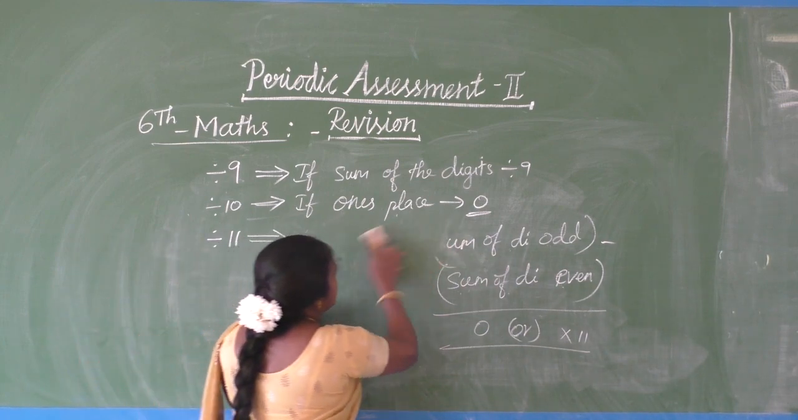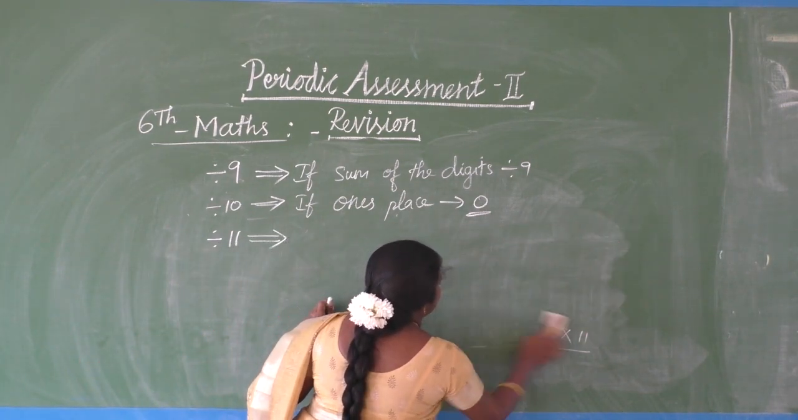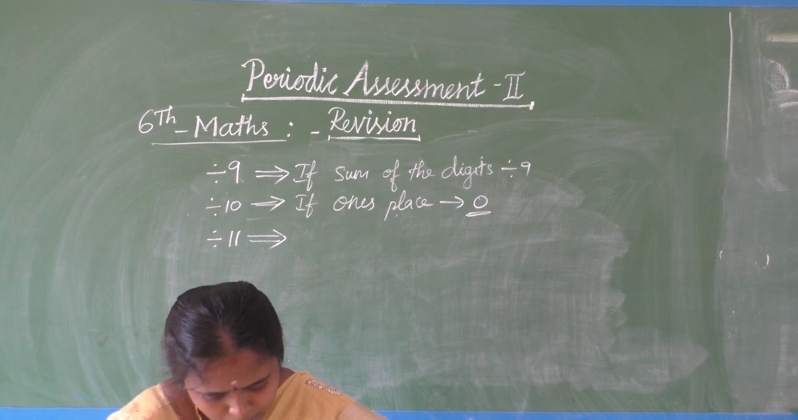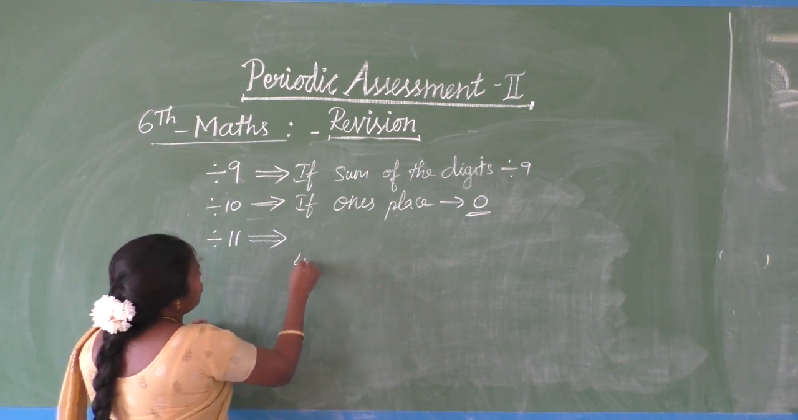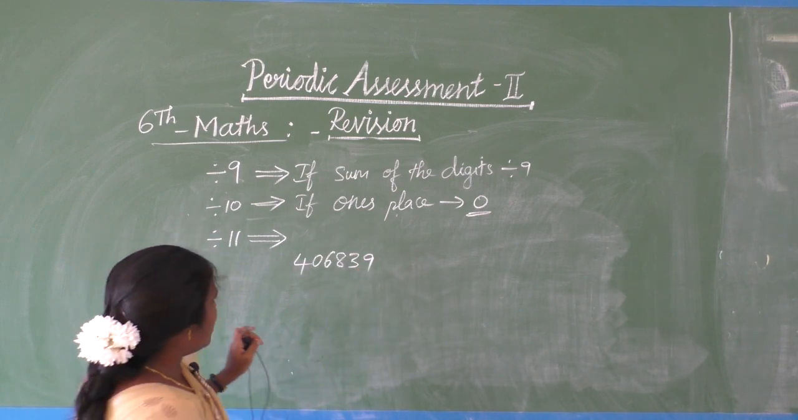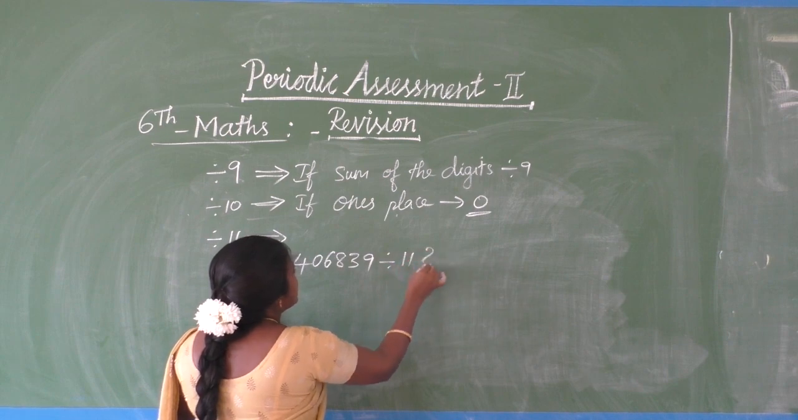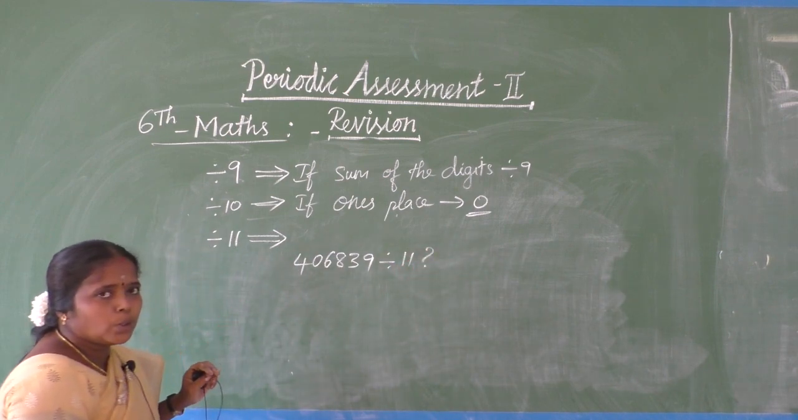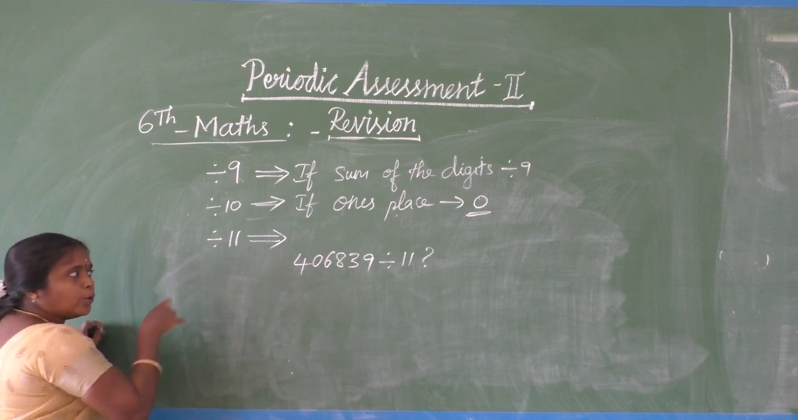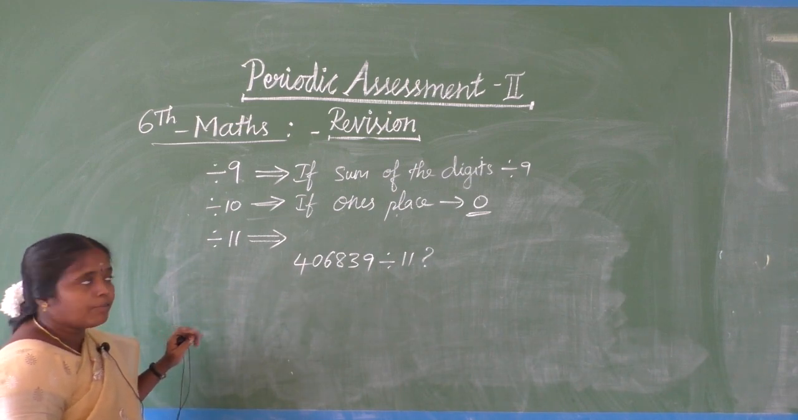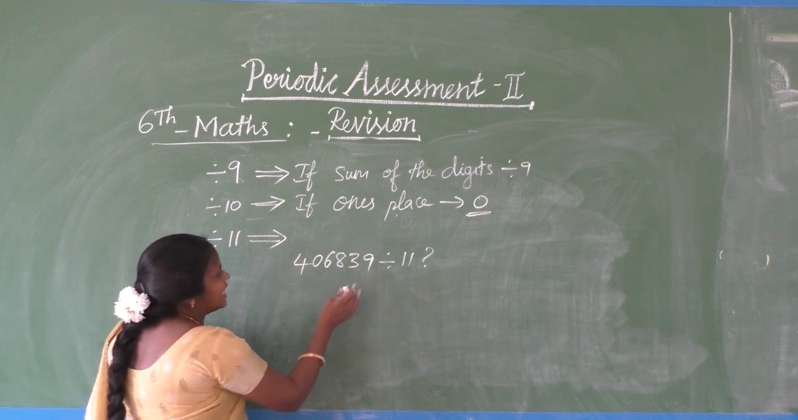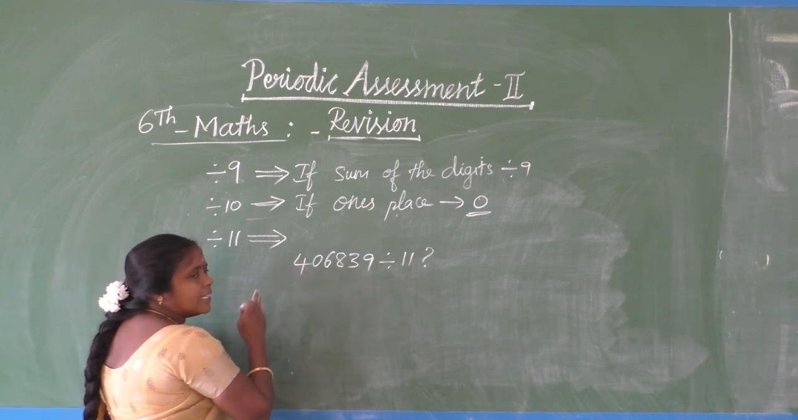See, we will see one sum. See 406,839. Say whether this number is divisible by 11 or not. What to do? Will you do normally? No need. Without normal division, we have to check whether this number is divisible by 11 or not. For that only we are using these rules. What it says? First of all, we have to split the numbers according to the odd and the even places.